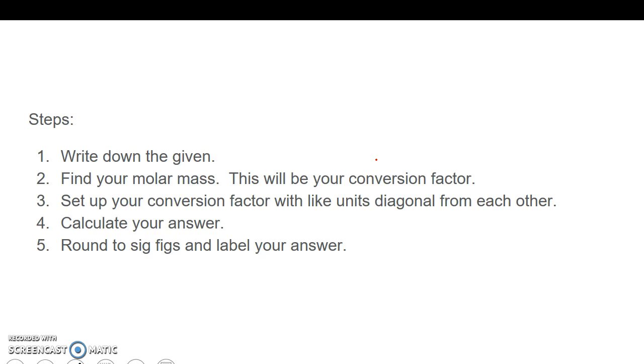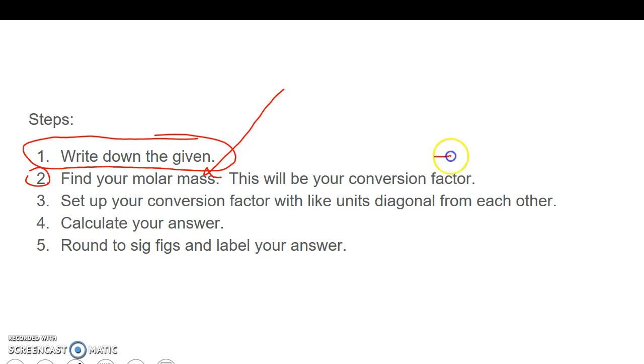So the steps of doing this, as always, first thing we want to do is write down the given. Whatever that is, the number and unit. And I have some examples for you. Step 2, since we're dealing with mass, we have to find molar mass. And we did the molar mass earlier this week. That's one thing that we will look at, and we'll talk about how to use the molar mass as a conversion factor. Thirdly, then we set up our conversion factor.